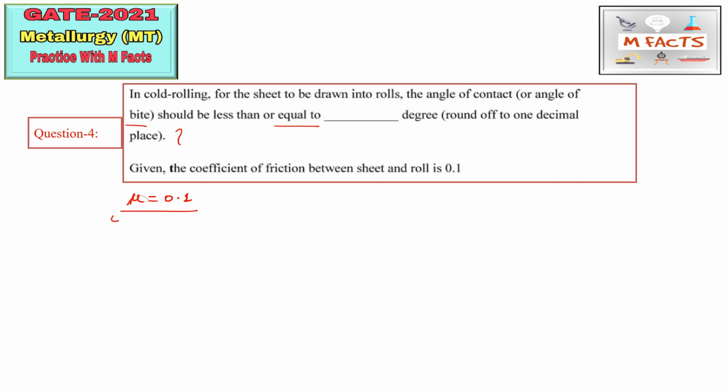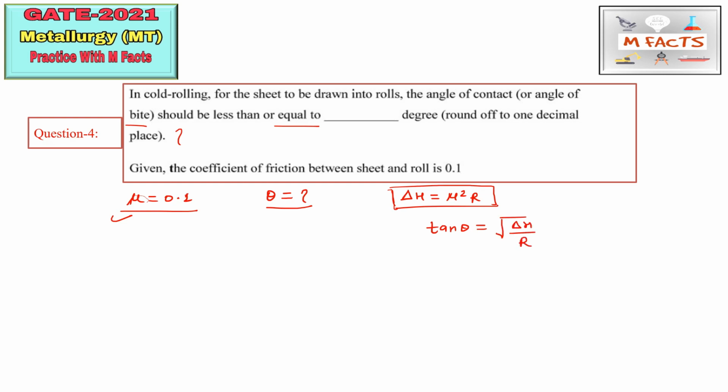So you know this mu, and we need to find the value of theta, that is the angle of contact or angle of bite. So what is the formula for calculating this angle of bite? You know one formula, that is delta H is equal to mu square into R. This formula is basically for finding the draft, or the maximum possible reduction, in these cases. And the other formula is tan theta, where theta is the angle of bite, tan theta is equal to under root of delta H by R.